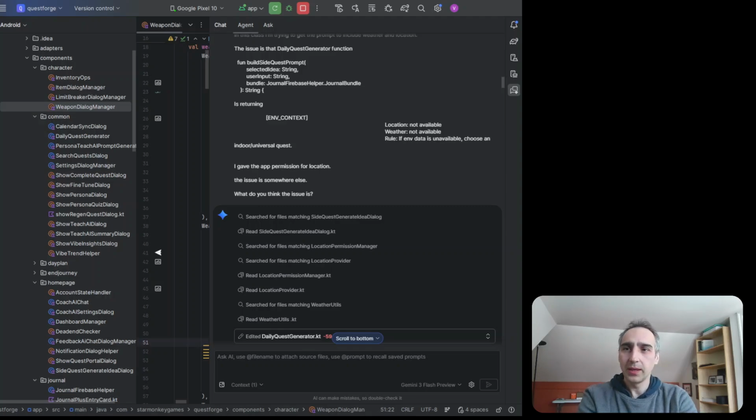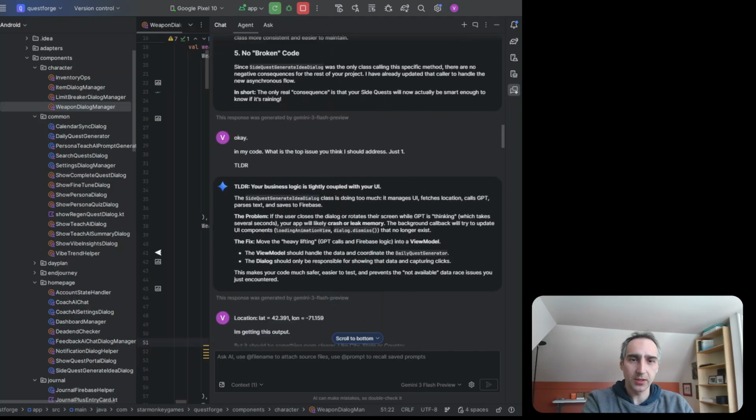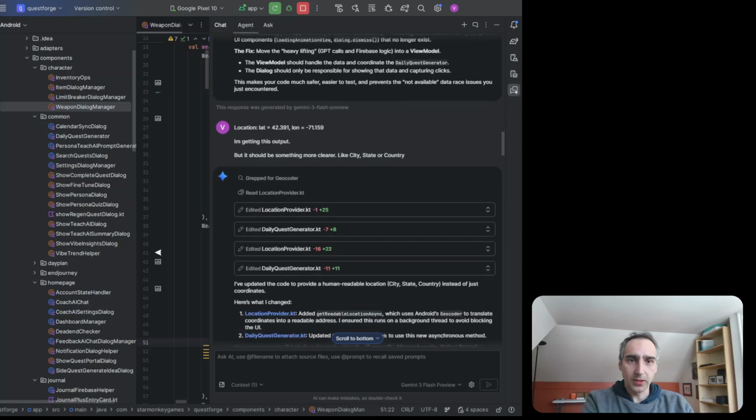Okay, I integrated Gemini into my Android Studio and I started playing around with it. I basically had a few bugs that I knew what the solutions were and I tested it. First thoughts are pretty positive. It's very impressive. I couldn't get location and it wasn't a permissions issue, but I was able to solve that pretty fast.